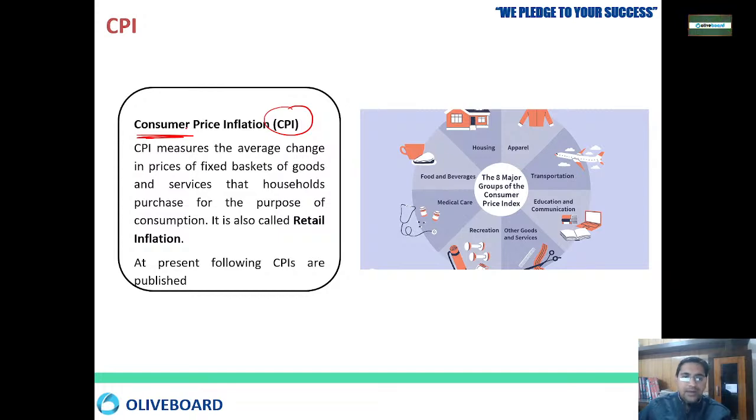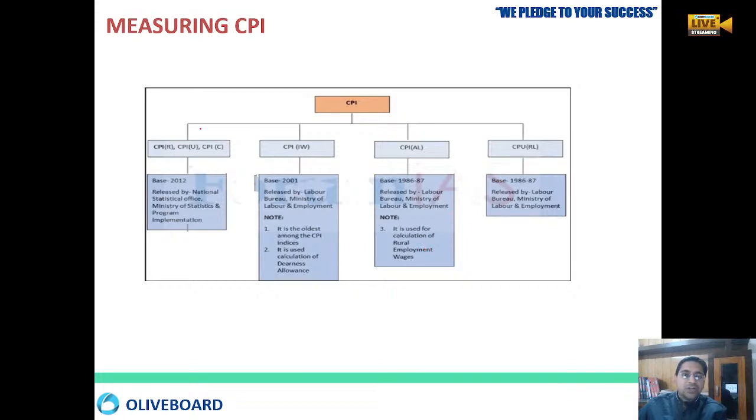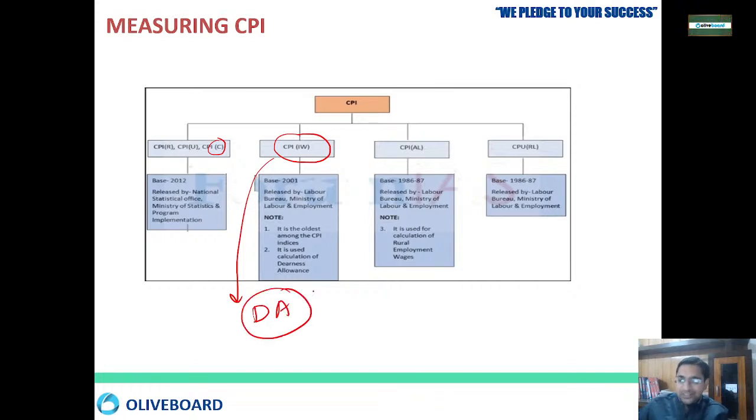Right now in India we declare the result of four types of consumer price index. One is CPI rural, CPI urban, and CPI combined. Then CPI industrial worker. You know, in our country we calculate dearness allowance. महंगाई भत्ता, डियरनेस अलाउंस होता है ना, वो सीपीआई इंडस्ट्रियल वर्कर को चेक करके ही दिया जाता है. So CPI industrial worker is being utilized to calculate the dearness allowance of the government employees.